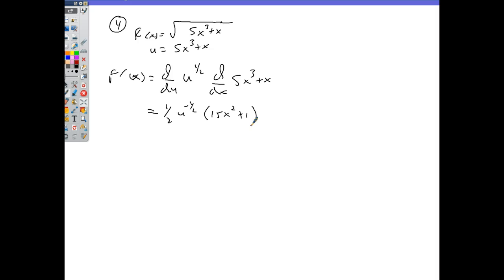Am I wrong? Feeling good. 1/2, what's u? 5x to the third plus x to the negative 1/2 power times 15x squared plus 1. Ain't nothing going to be nicer about that, so we're just going to leave it just like that.